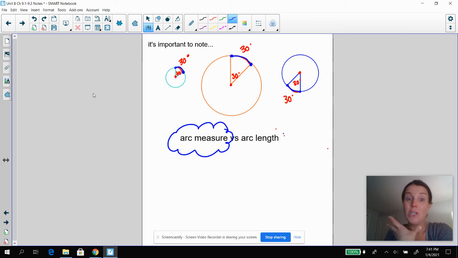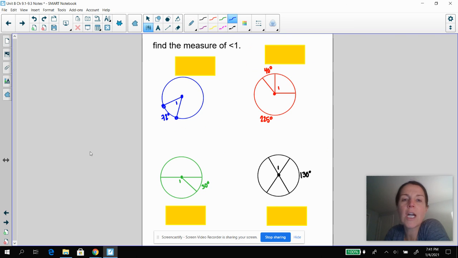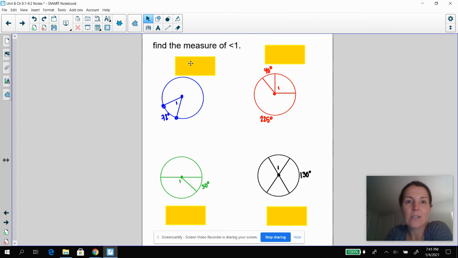And really, there's a restriction with arc measure, right? The biggest it can get is 360 degrees. But arc length is infinite because I could have a circle that's enormous, and I could have an arc length that's also enormous. All right. So one little question here. I want you to pause the video and try and find the measurement of angle 1. All right, we're back. So easy peasy. Hopefully you figured this one out. The measurement of angle 1 is 72 degrees.